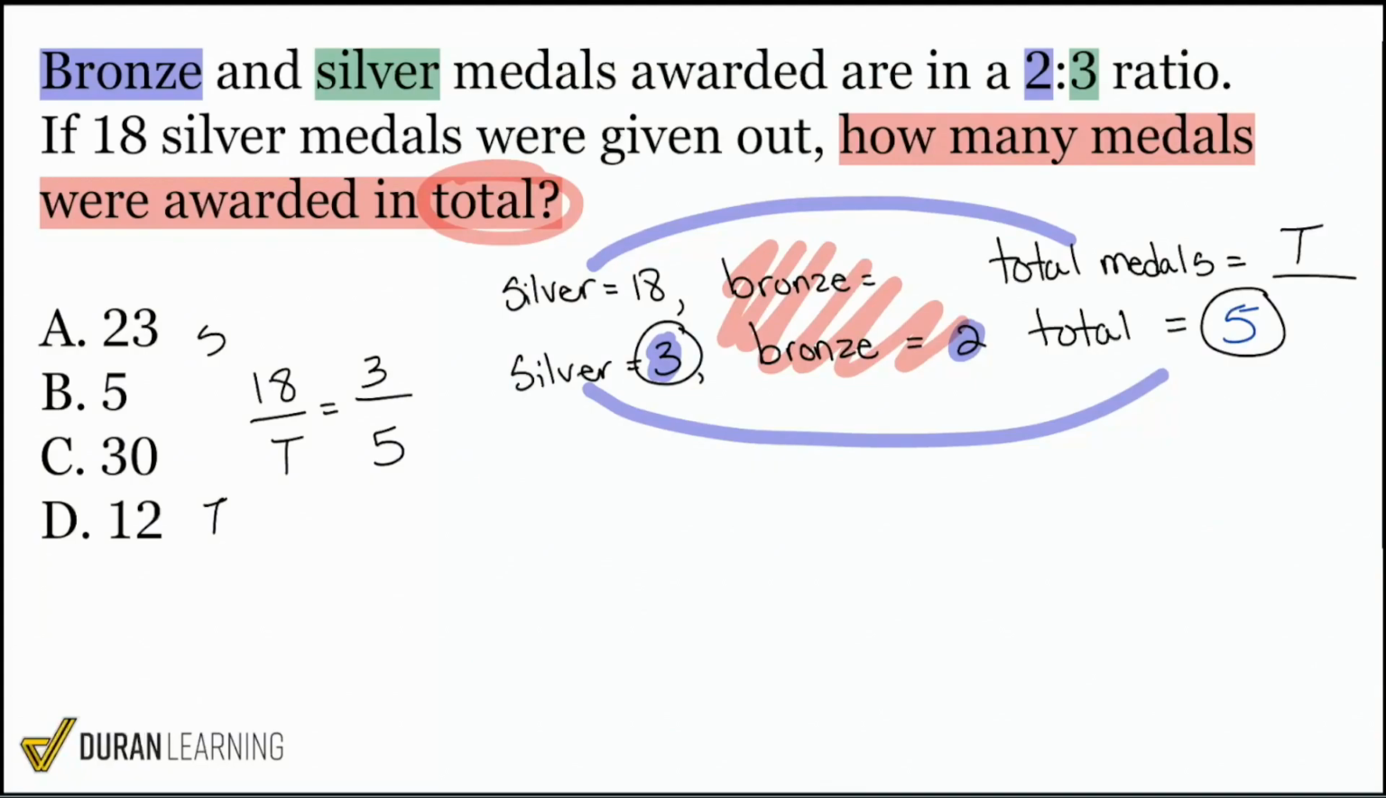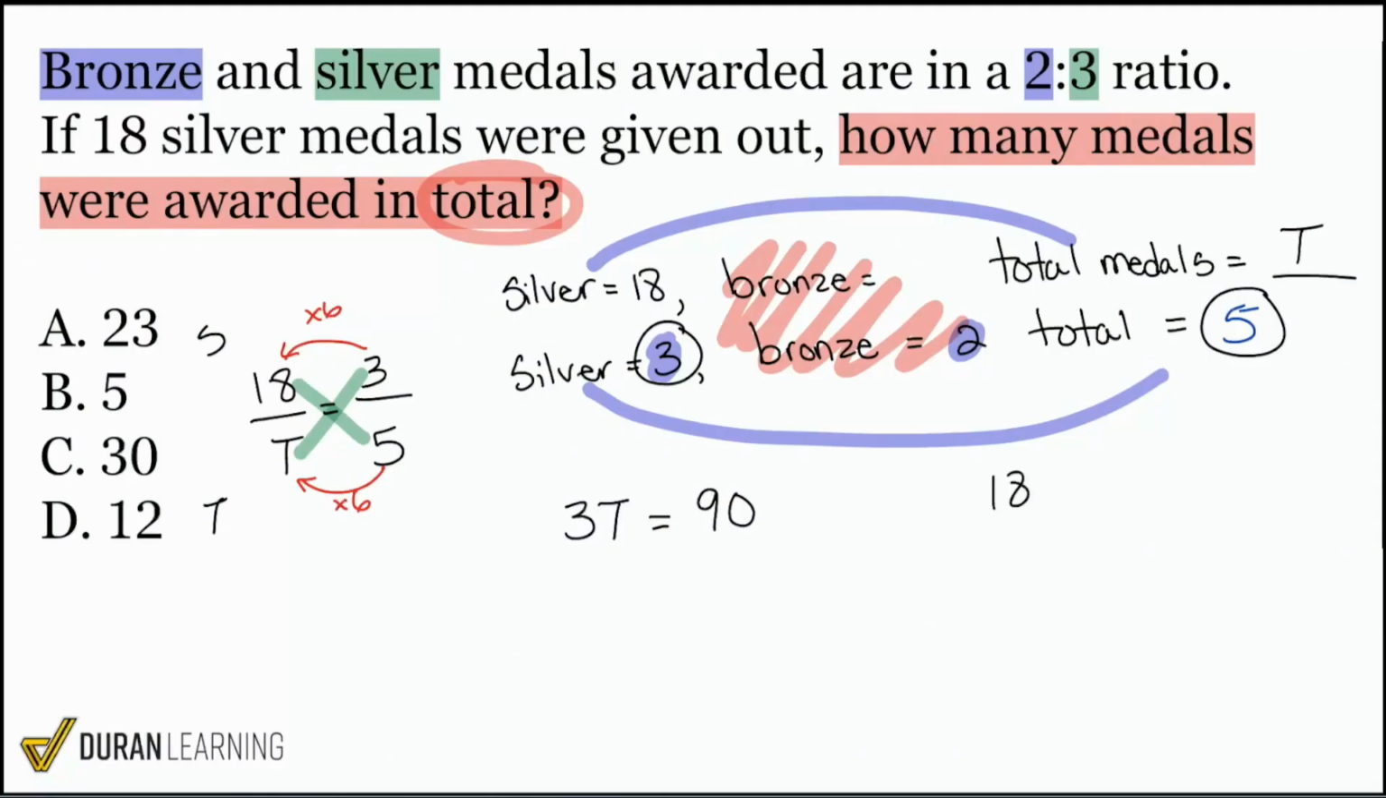Sure, we can also compare the same things in the same way and save ourselves some time, because I did notice that going from 3 to 18, that's times 6. And so 5 times 6, that's going to give us 30. And that is actually the answer. But I can go ahead and cross multiply here if you'd like me to. So we can do T times 3, 3T. And then we can do 18 times 5, which will be 90.